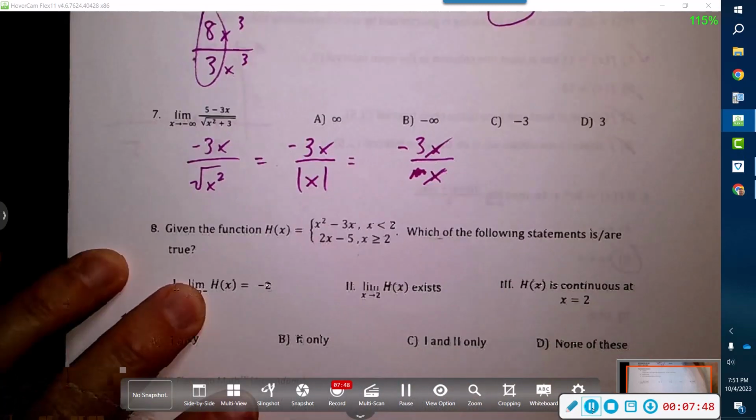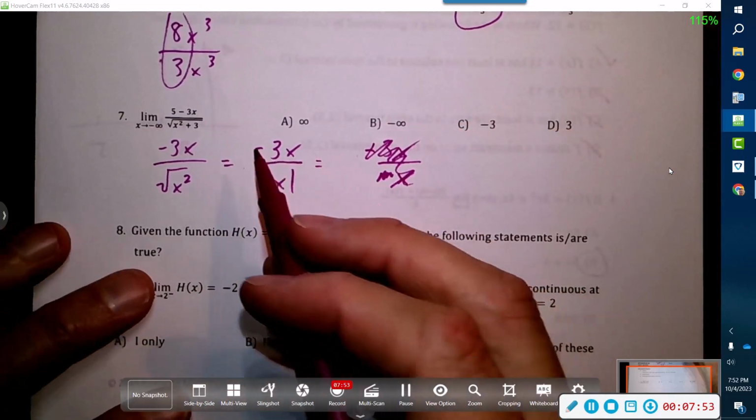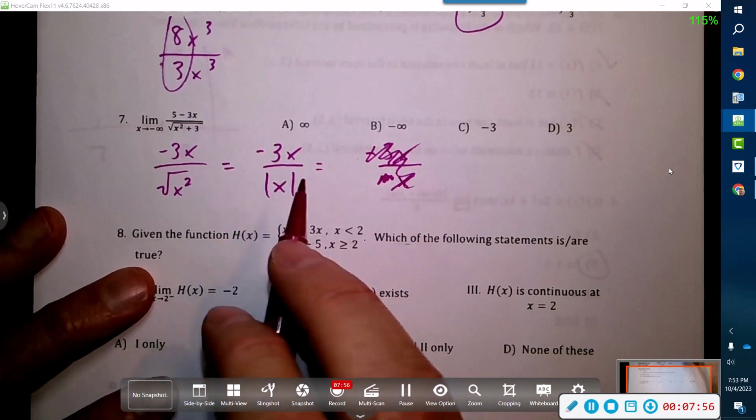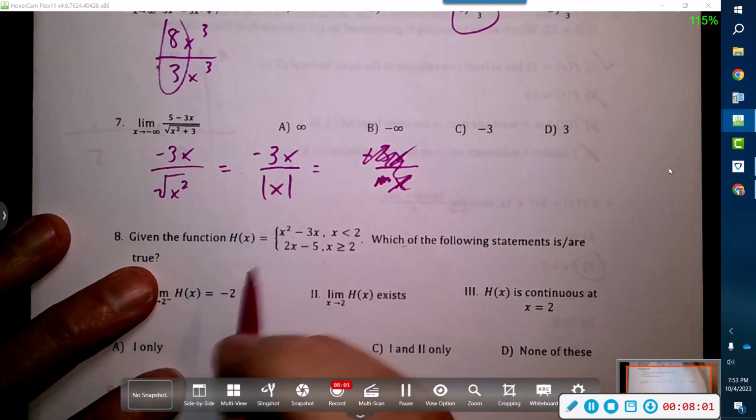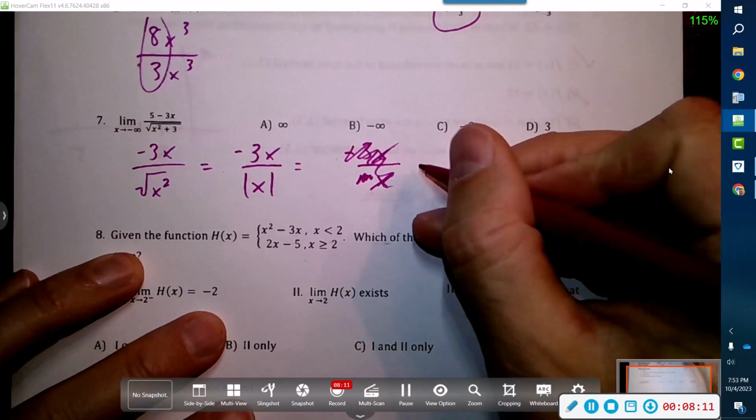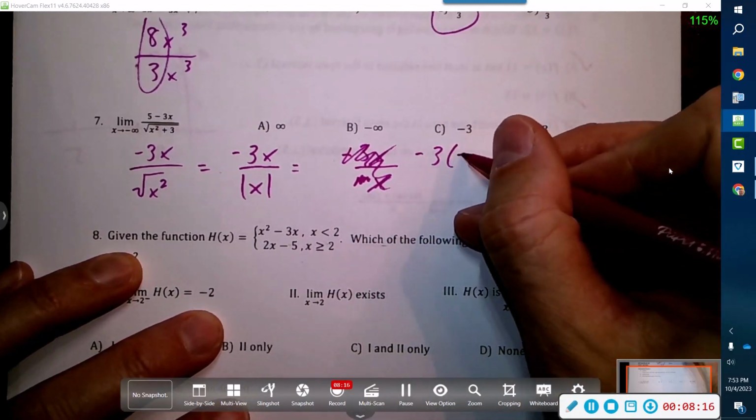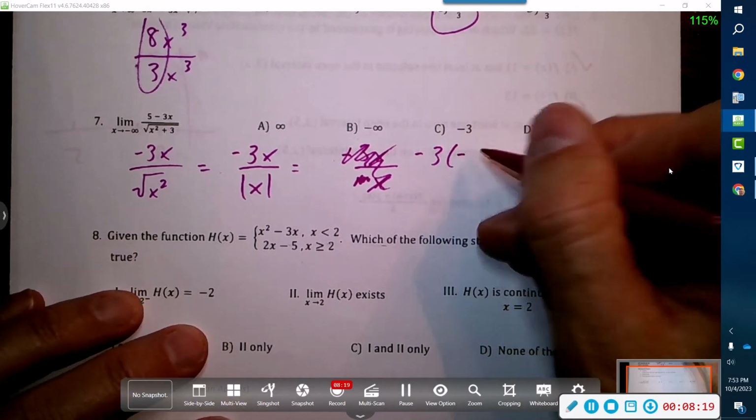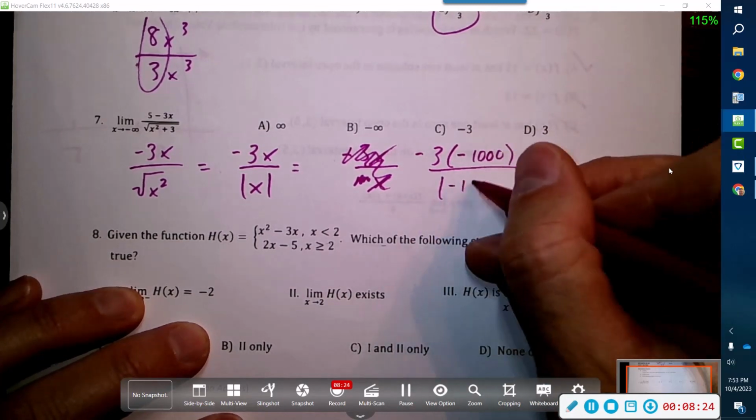Okay. Yeah, let me rephrase that. So what we've got is this is the situation here. Okay. So what I want us to do is then, I would not cancel the x's out. What I would do is I would put a very large negative value in each. Okay. So watch what would happen. Negative 3 times a very large negative number. Okay, but then we're going to take the absolute value of that very large negative number as well.